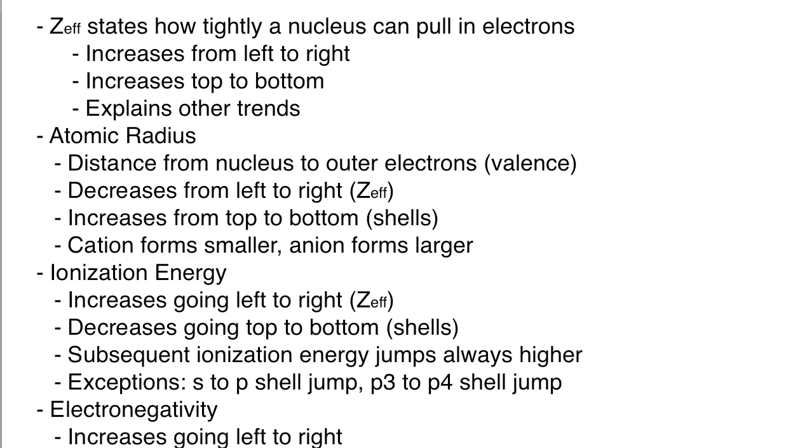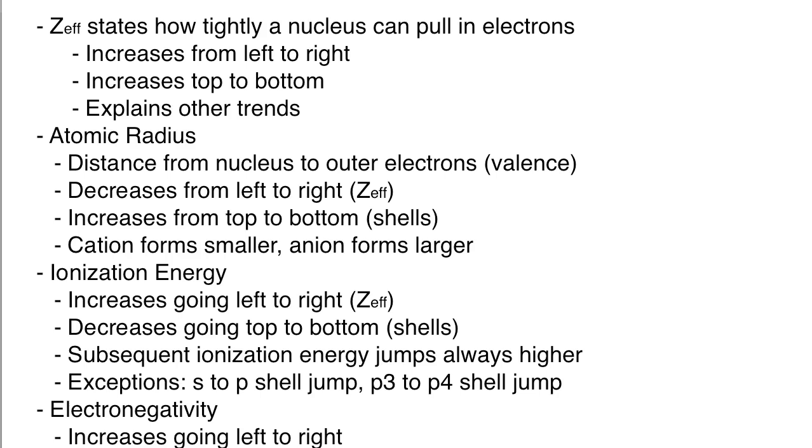So first of all, Z effective, or effective nuclear charge, states how tightly a nucleus can pull the electrons, the valence electrons, in towards itself. This is going to increase from left to right, going across the periodic table, and it's going to increase from top to bottom, meaning as we get closer to the bottom, we're going to see an increase in Z effective. This also helps to explain the other trends quite well, so that's why we spent some time with it first.